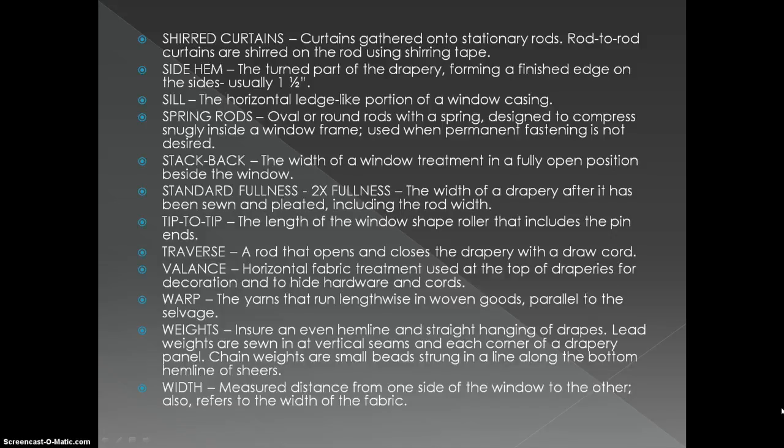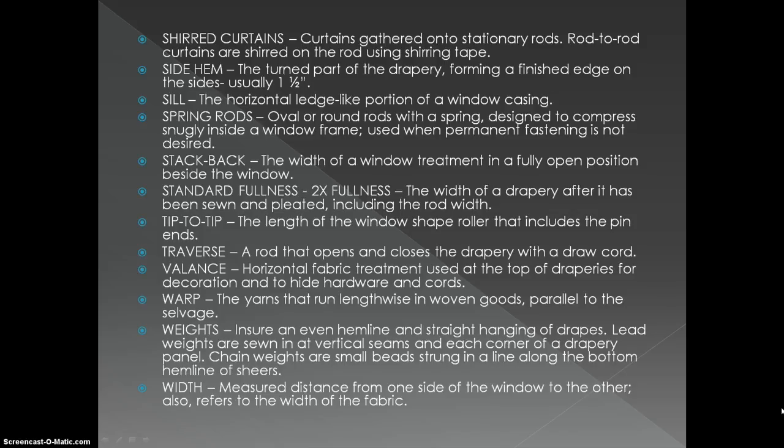The stack back is the width of a window treatment in fully open position beside the window. Standard fullness, or 2 times fullness, is the width of a drapery after it has been sewn and pleated, including the rod width. Tip to tip is the length of the window shape roller that includes the pin ends. Traverse is a rod that opens and closes the drapery with a drawcord. And a valance is a horizontal fabric treatment used at the top of draperies, and it's used for decoration or to hide the hardware and cords.